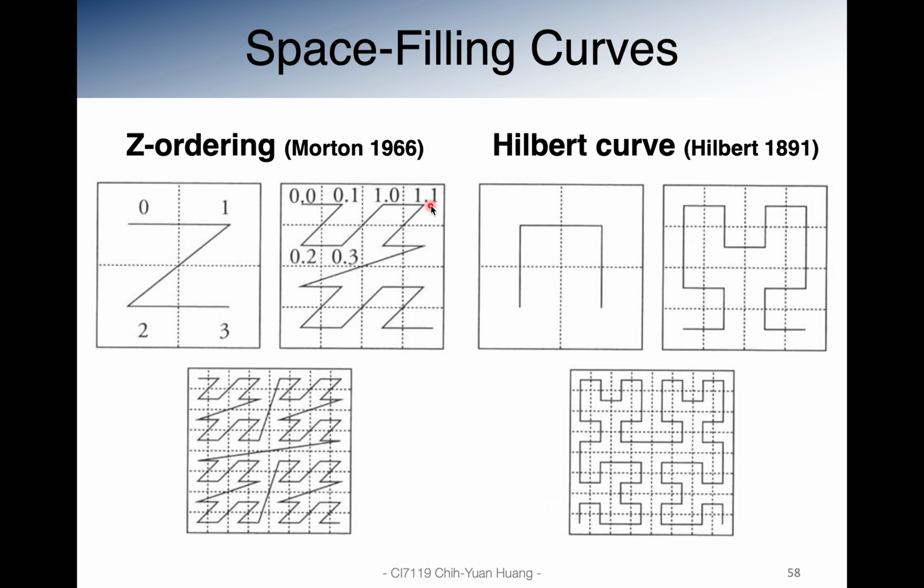But a bigger problem would be, for example, this cell, which is 2 1. So 0 3 and 2 1 are also adjacent to each other. However, in the one-dimensional order, they are pretty far away from each other, because 0 3 needs to go to 1 0, 1 1, 1 2, 1 3, and then 2 0, then finally to 2 1. So between 0 3 and 2 1 there are multiple nodes in between.